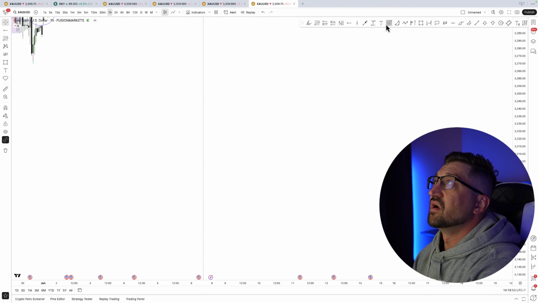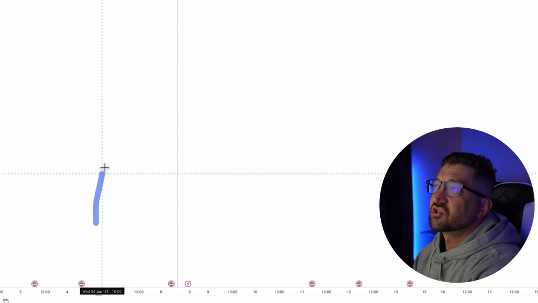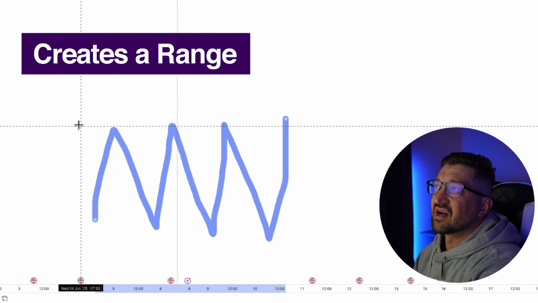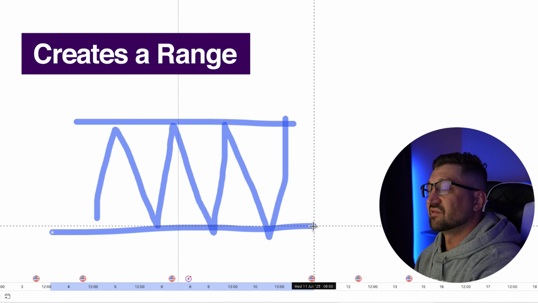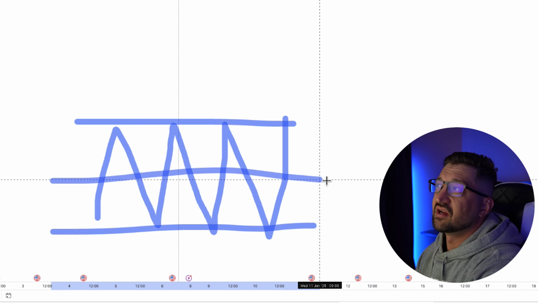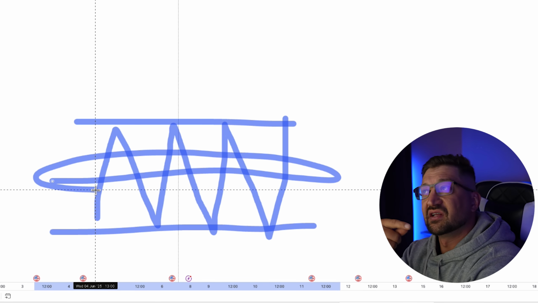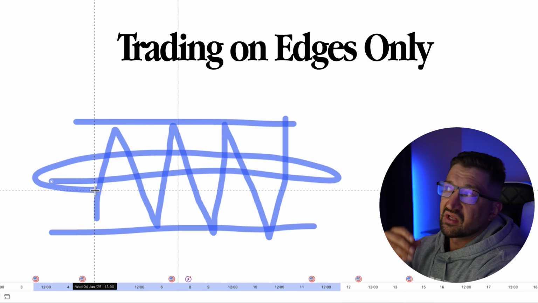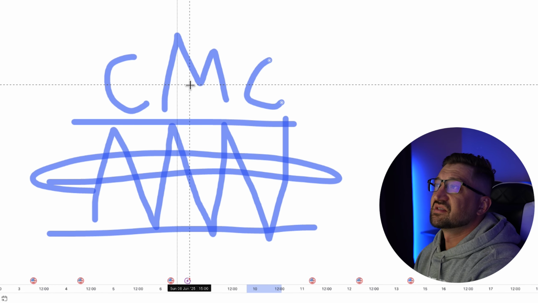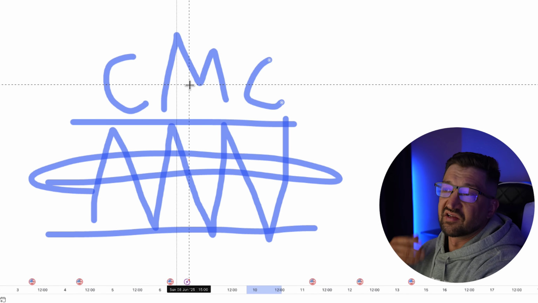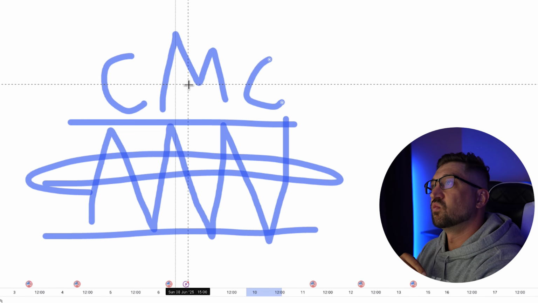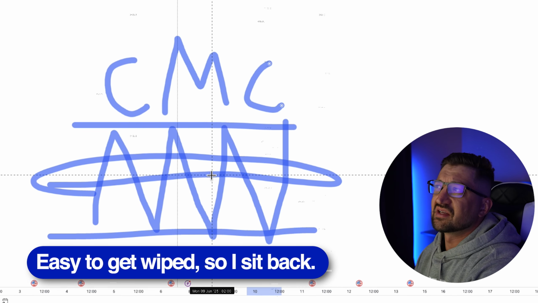So let's start with CMC. What does it look like? Essentially, the market's going to create a range, and it's just going to be stuck in what looks like a sideways consolidation. With these types of market conditions, you want to avoid trading in the middle. Anytime we have any kind of consolidation, we want to be trading the edges only. So this is basic CMC, consolidating market conditions. Some people call this liquidity markets. Some people call this a technicals-only market. Essentially, there's no fundamental drive, and this is where it's really easy to get wiped. So in conditions like this, I sit back a lot.